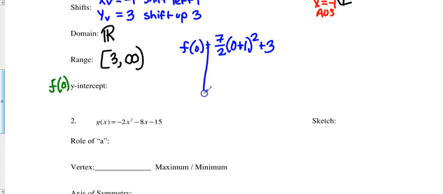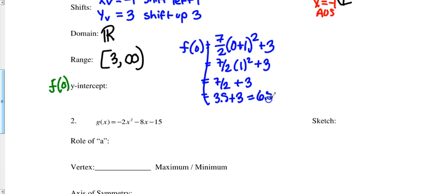So let's calculate f of 0. Parentheses first, right? PEMDAS. So 0 plus 1 on the inside is 1. Next comes exponents. 1 squared is just 1, so this just becomes 7/2 plus 3. Half of 7 is 3.5. I add 3 to that, and I get 6.5. We plugged in 0, and we got out 6.5, so my y-intercept will be 0, 6.5.